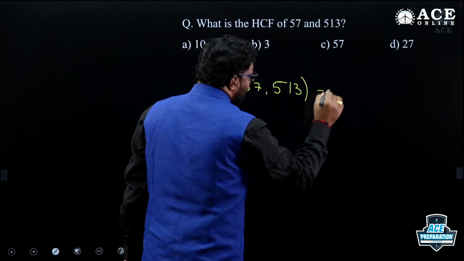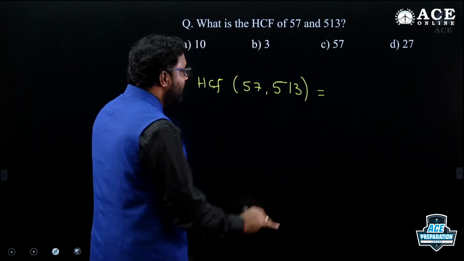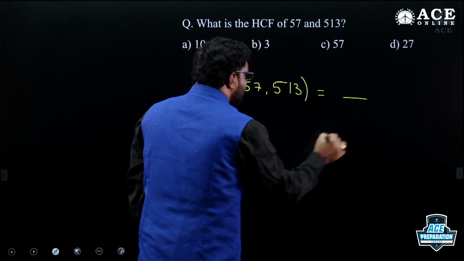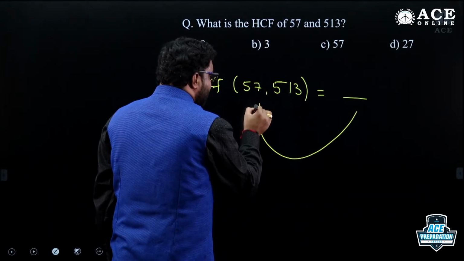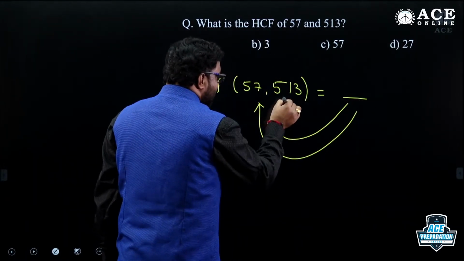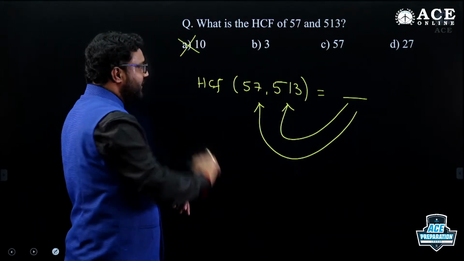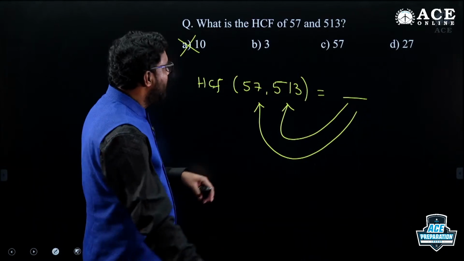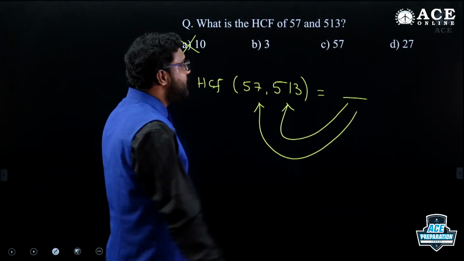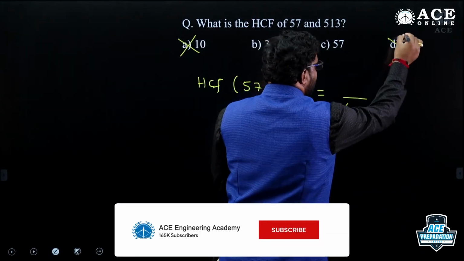Write the given number as a prime number power like that, or else your answer should divide 57. Your answer should divide both numbers, 57 and 513. 57 is not divisible by 10. 57 is divisible by 3, okay, but 57 is not divisible by 27.